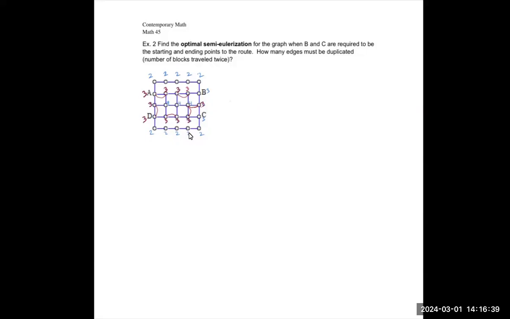And then it says how many edges must be duplicated, number of blocks twice. So let's see how many red ones did I add? 1, 2, 3, 4, 5, 6. So 6. Yep. And there we go. There's our answer.